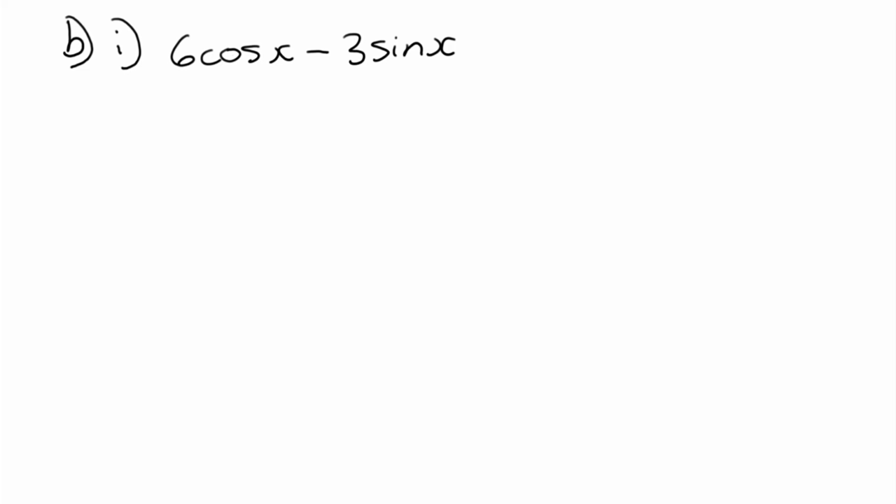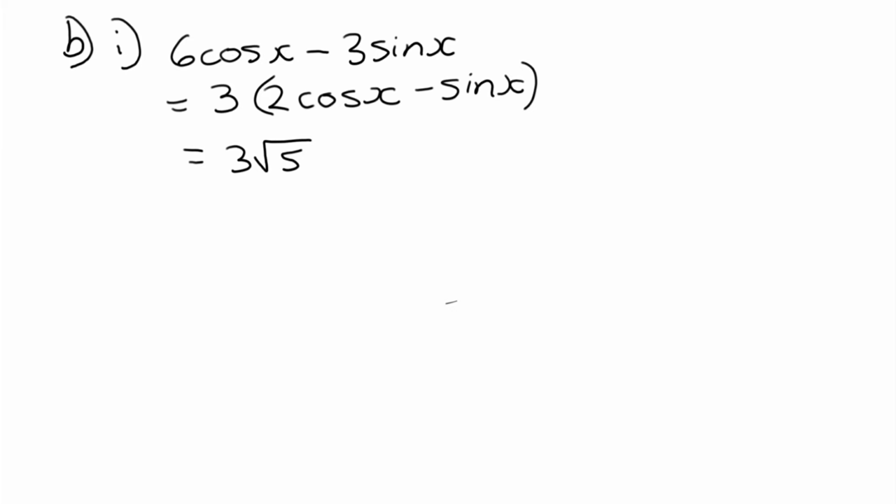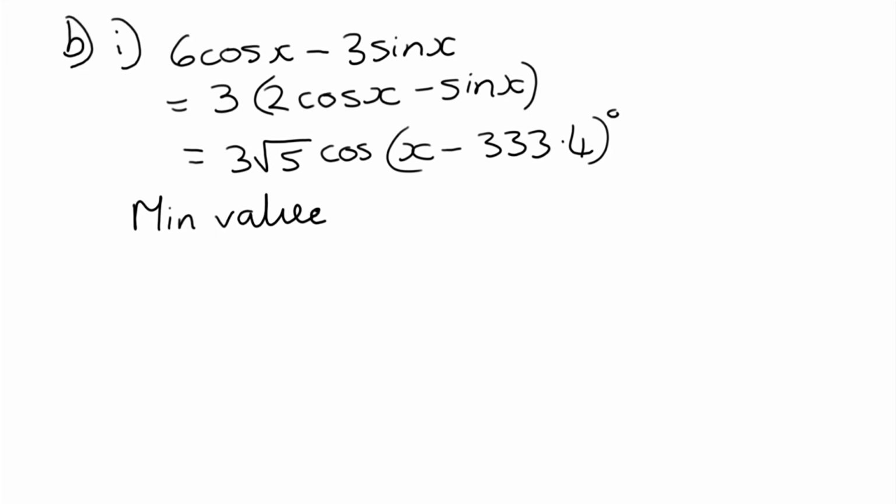Okay, this is B part 1. We're asked for 6 cos x minus 3 sin x to find the minimum value of this. You should notice this is 3 times bigger than the wave function you've just been asked to work out. So in the wave function format it would be 3√5 cos x minus 333.4. Okay, the minimum value, the max is going to be 3√5 and the minimum will be -3√5. So the minimum value is -3√5.